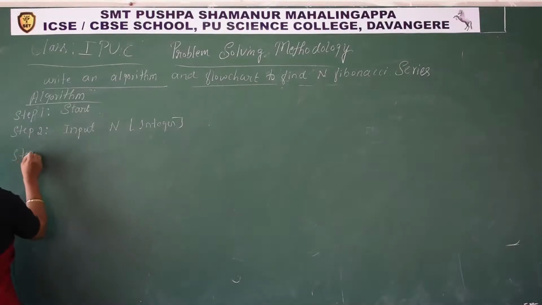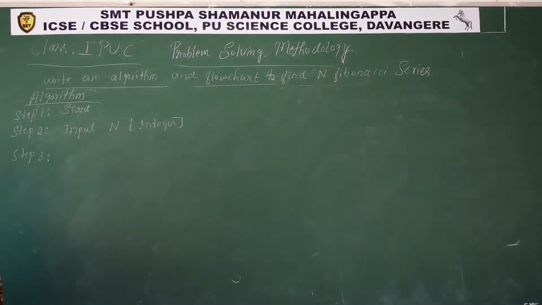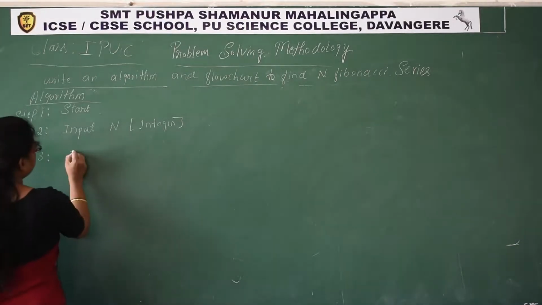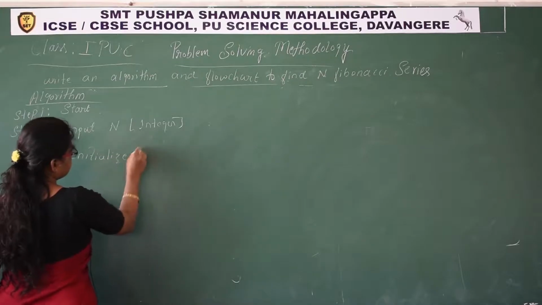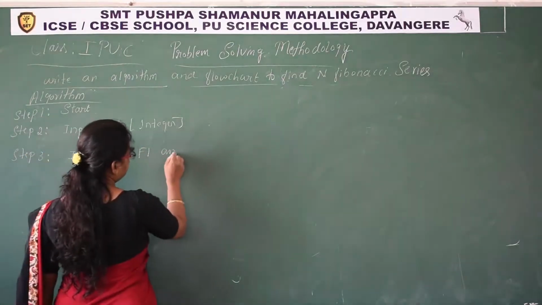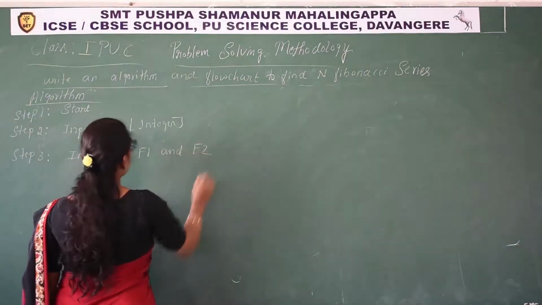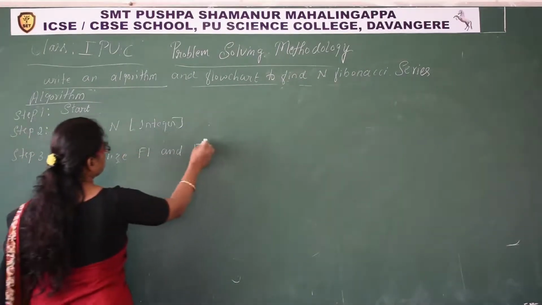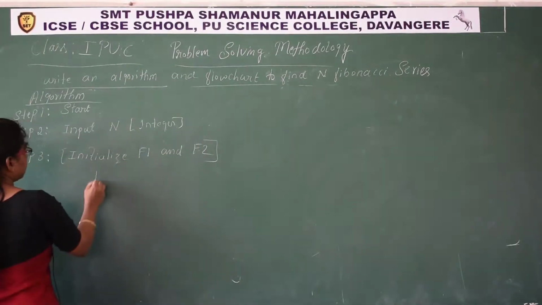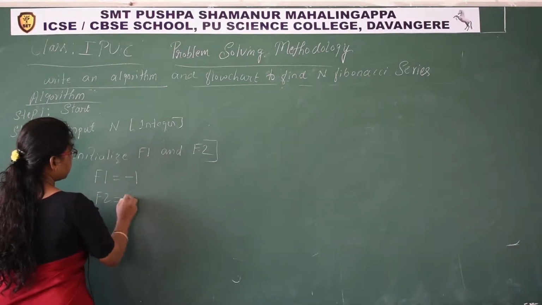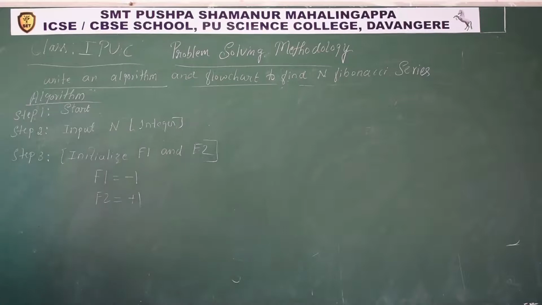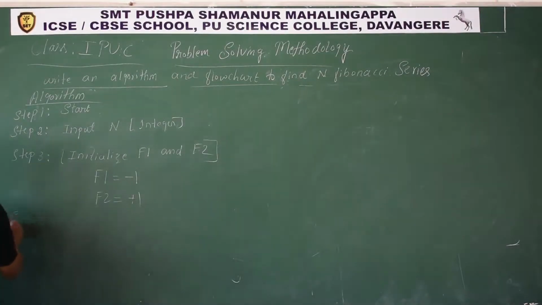Step 3. Some initializations are there, no? Here. Initialize F1 and F2. F1 is equal to -1, F2 is equal to +1.